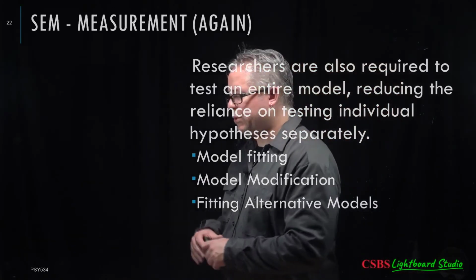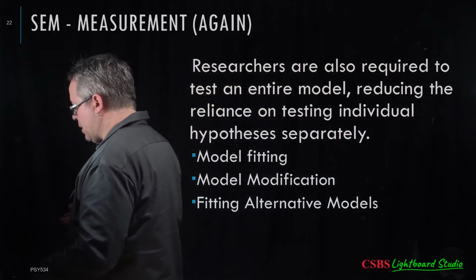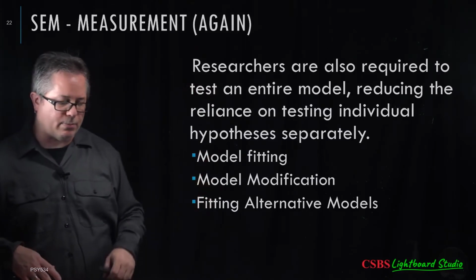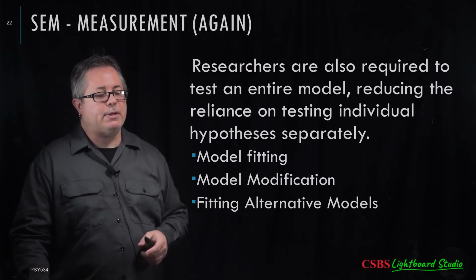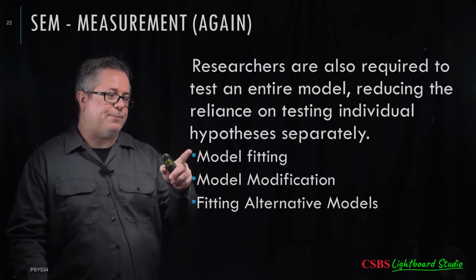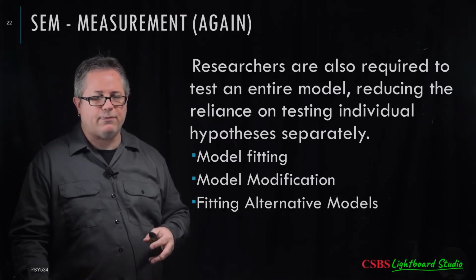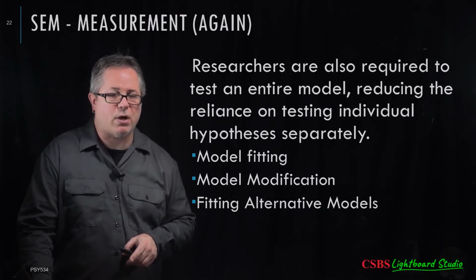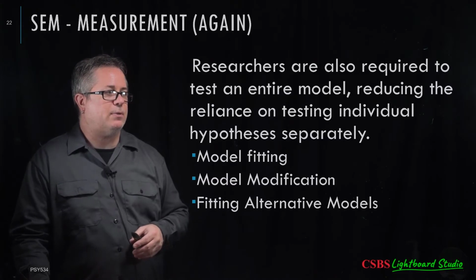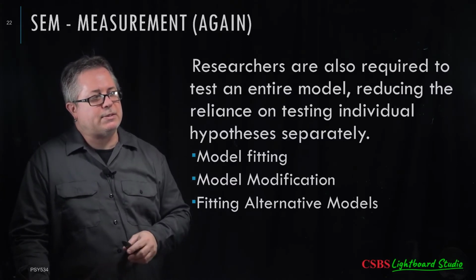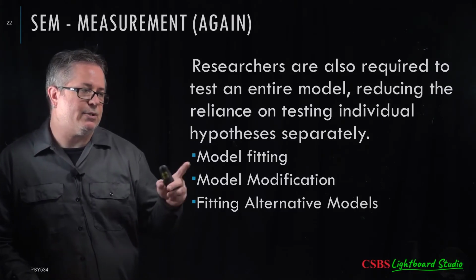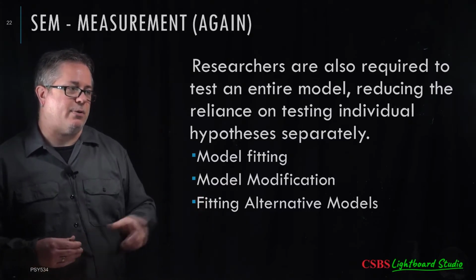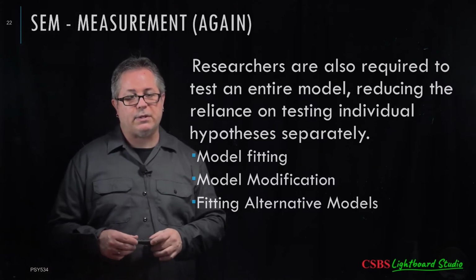Researchers are also required to test the entire model. So unlike regression, where you can just throw out that things are related and put your regression models out there and report significance, if you're doing something like a path model, you're going to have to include how well the model fit. Oftentimes you'll be required to fit alternative models to one another, and see if those models fit as well. All kinds of stuff actually goes on. And this reduces the reliance on testing individual hypotheses separately. So you have to look at model fit and what you did to make your model fit. Did you actually do model modifications, which are things you can do to make your model fit better if it doesn't fit well initially?